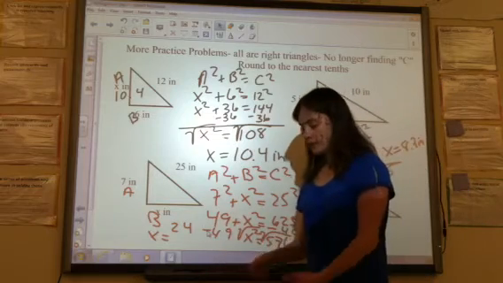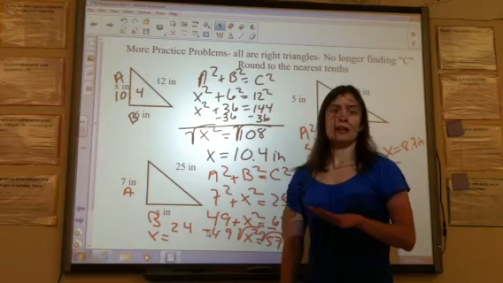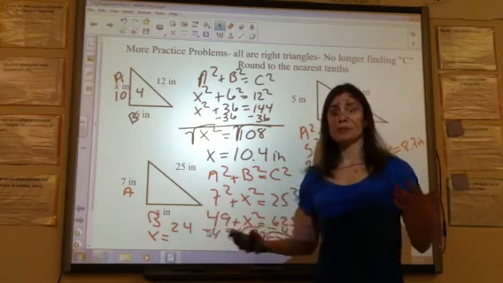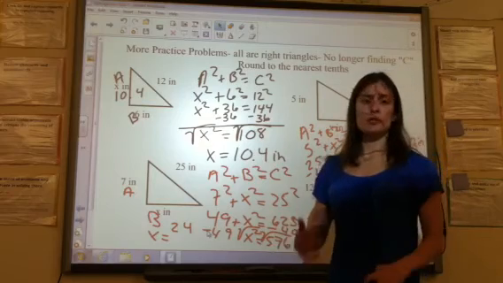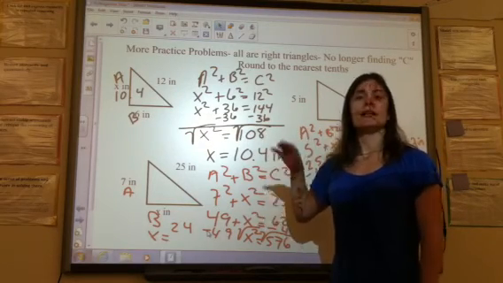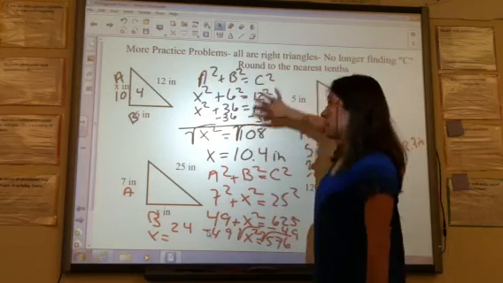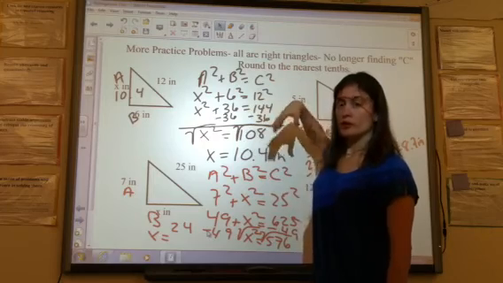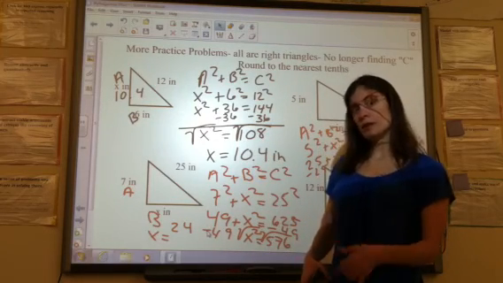In closing, the two things that you have to remember is the Pythagorean theorem only works for right triangles. So you can't just see a triangle and be like, yeah, I'm going to use the Pythagorean theorem. No, it only works for right triangles. The other thing that you have to remember is that the hypotenuse is always your C value. It's always the longest side. So it's always going to be on the right side of the equal sign. It's always going to be that term that's by itself. A squared plus b squared equals c squared.